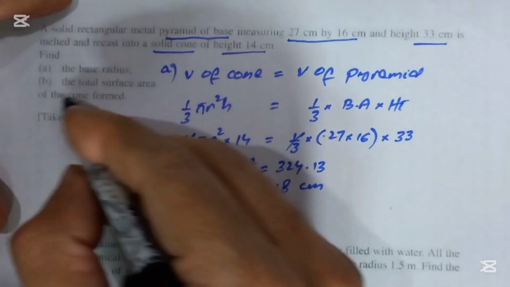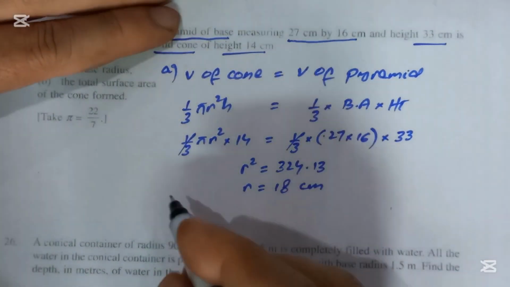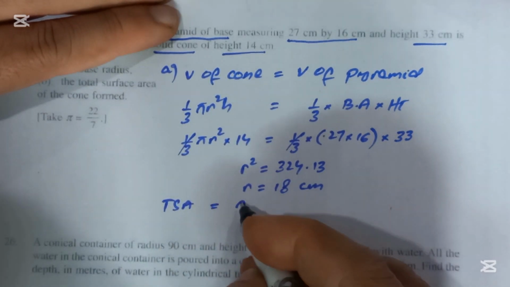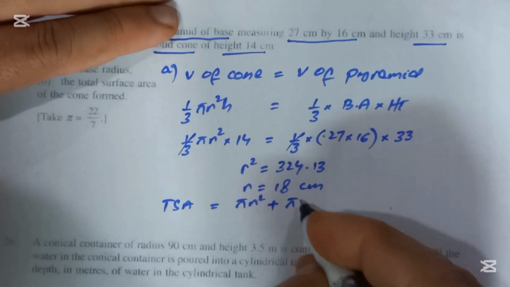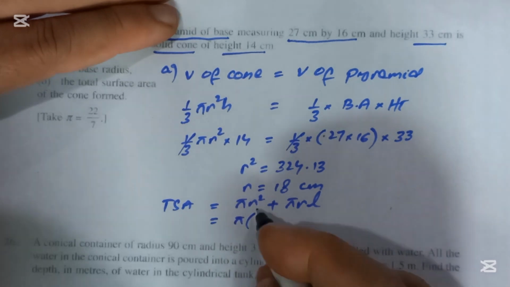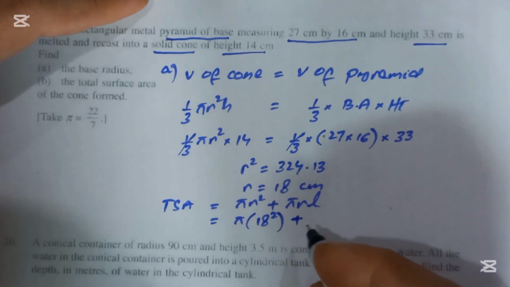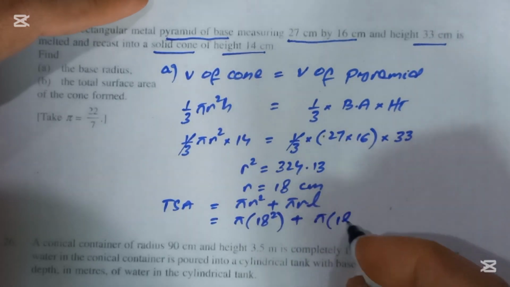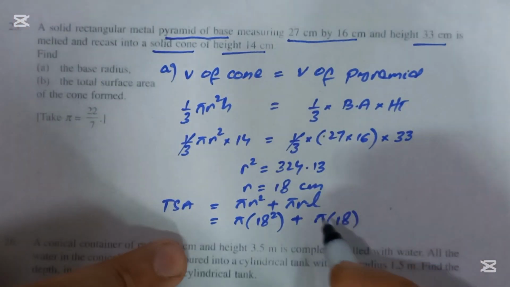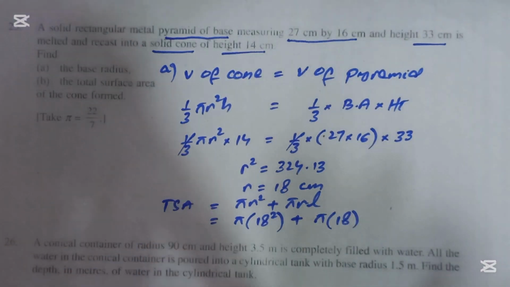Okay, B part's requirement is the total surface area of the cone. Formula will be pi r square plus pi r l. So apply the values now. Radius of the cone is 18, so this will be 18 square. This pi will remain the same, r is 18, and l is missing. First we will find the l.